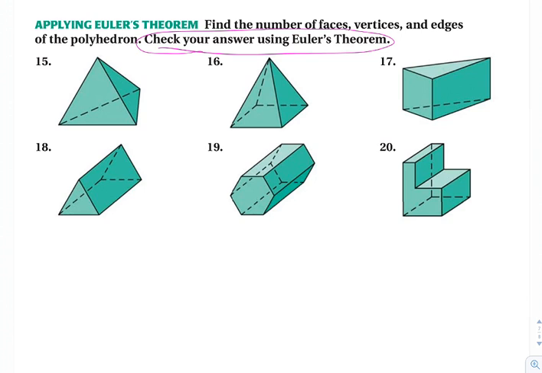So let's count. On the first one, it says faces, edges, and vertices. So I'll count vertices first. For vertices, there are 4. For edges, there are 1, 2, 3 on the base. So there's 3 on the base. Doesn't matter which base you talk about. And then there's 3 coming up from the base to the tip of the pyramid. So there's a total of 6 edges.